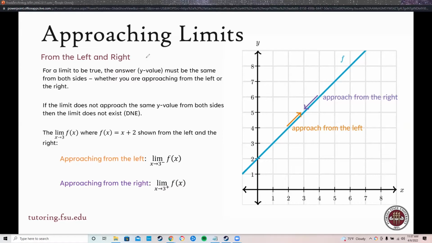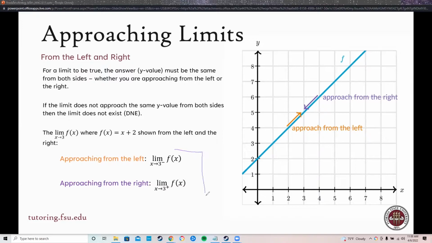And if the limit's to be true, it has to have the same value on both the left and right hand sides when we approach the x coordinate. If they approach the same y value, then the limit exists. If it does not approach the same y value, then the limit does not exist.